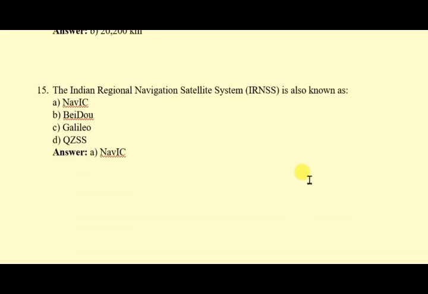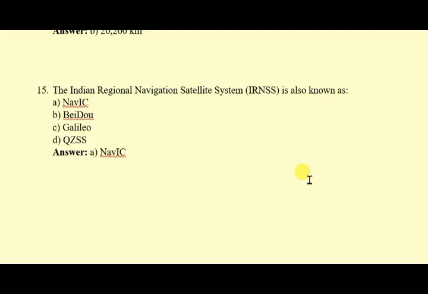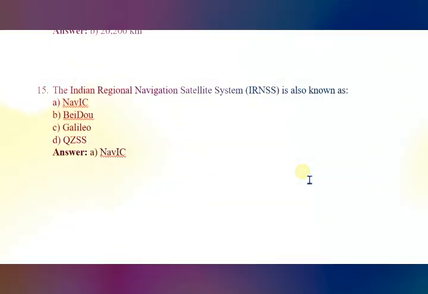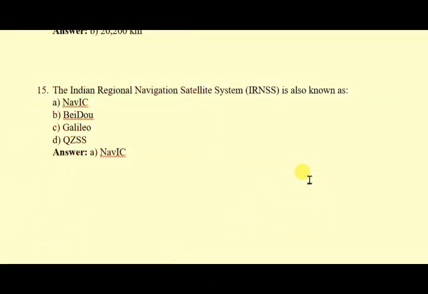15th question is, the Indian Regional Navigation Satellite System, IRNSS, is known as NAV-IC, Baidu, Galileo, QZSS. Here the right answer will be NAV-IC.